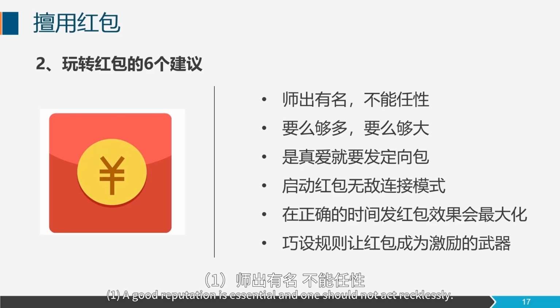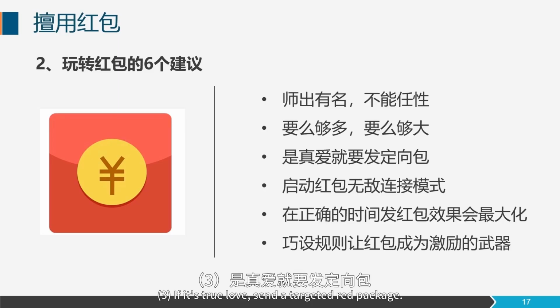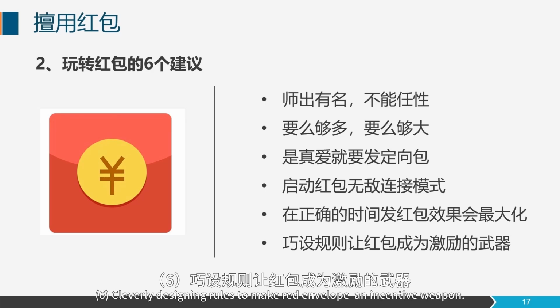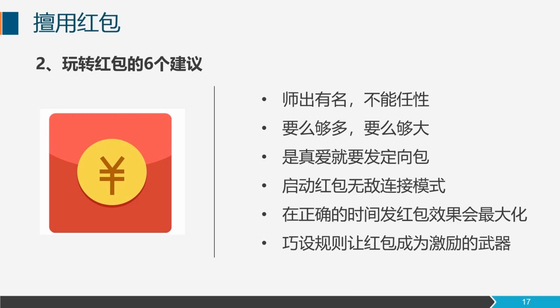1. A good reputation is essential and one should not act recklessly. 2. Either have enough quantity or have a large enough size. 3. If it's true love, send a targeted red package. 4. Activate the invincible connection mode of red envelopes. 5. Sending a red envelope at the right time will maximize its effect. 6. Cleverly design rules to make the red envelope an incentive weapon.